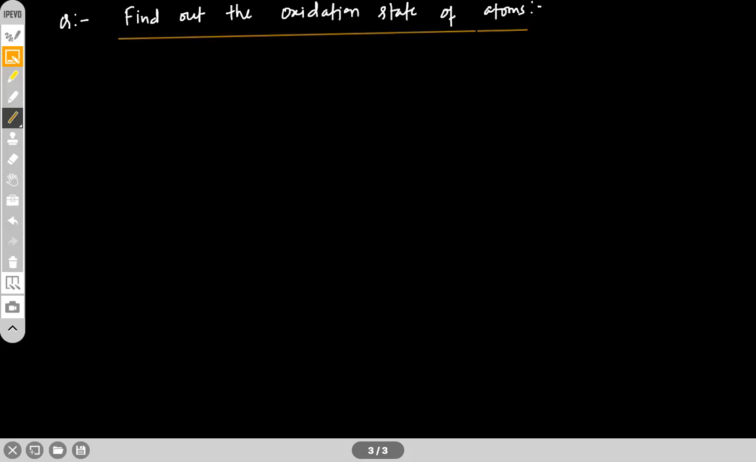So let us find the oxidation number of various elements. Write down the question: find out the oxidation state of atoms. Oxidation state here means the underlined atom. I'll show you which atom you need to consider.